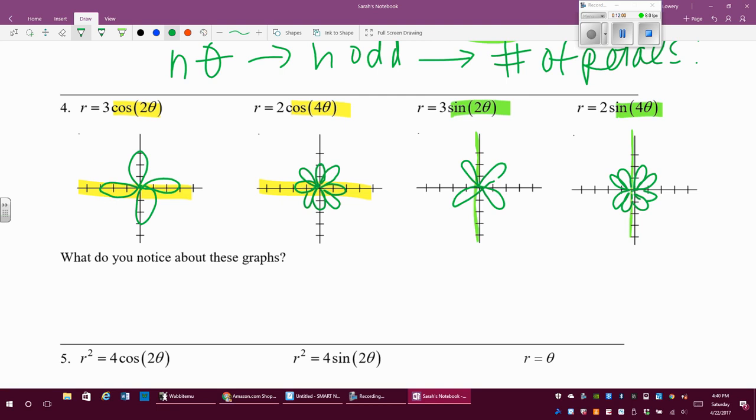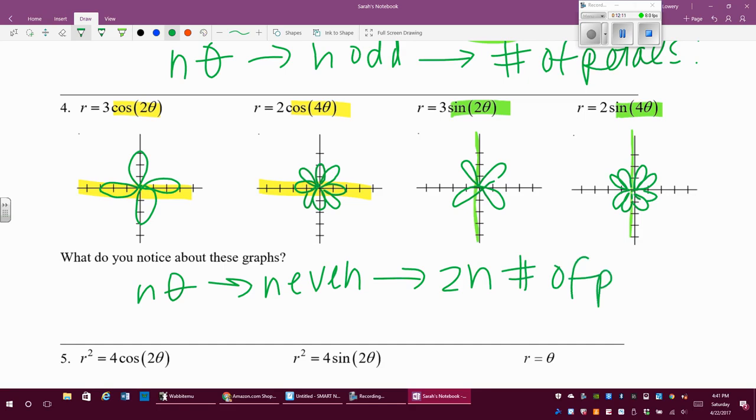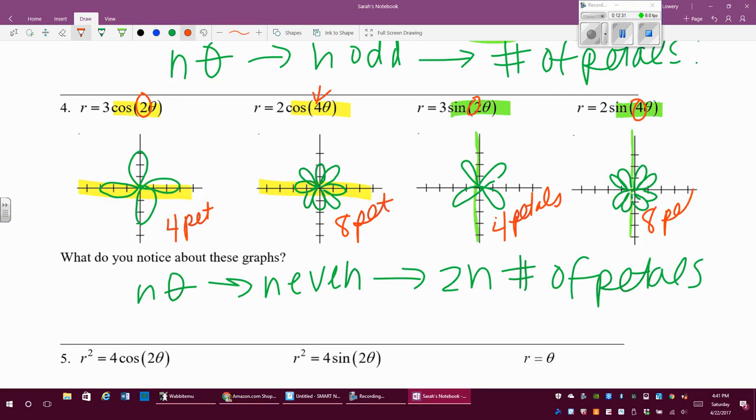Whenever we have n theta and n is even, we actually have 2n number of petals. Well, what do I mean by that? Here, this one has 2 theta, but it has 4 petals. Here it has 4 theta, and it has 8 petals. 2 theta, and it has 4 petals. And 4 theta, and this one has 8 petals.